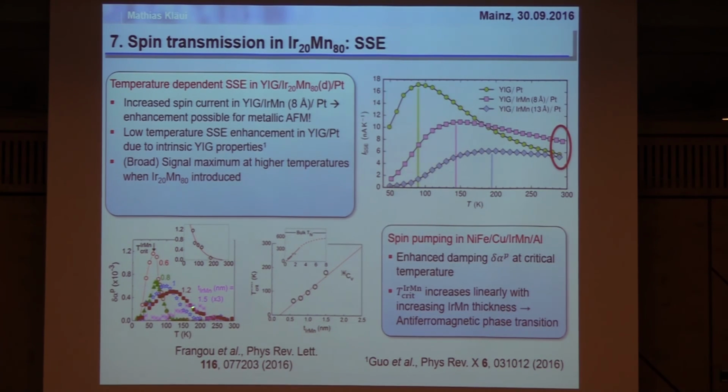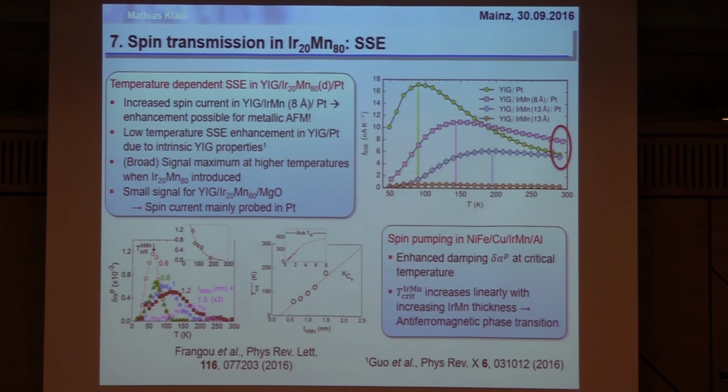And so this was also seen here in this paper, where they see that this critical temperature increases with the iridium manganese thickness, which is attributed to the Néel temperature. So we then checked, of course, iridium manganese on its own, because it can have a spin-Hall effect. It has a tiny spin-Hall effect. You actually see a signal, but it's really small.